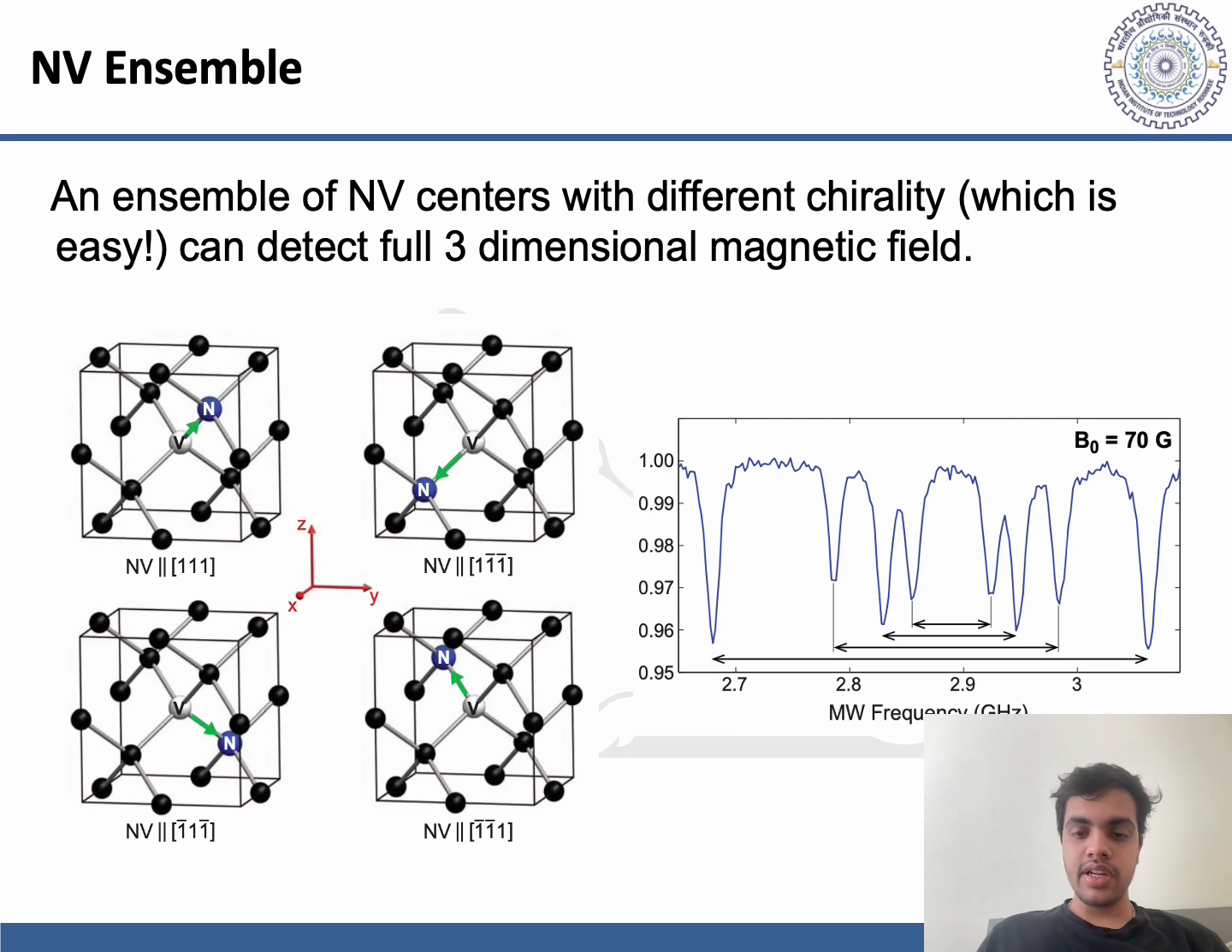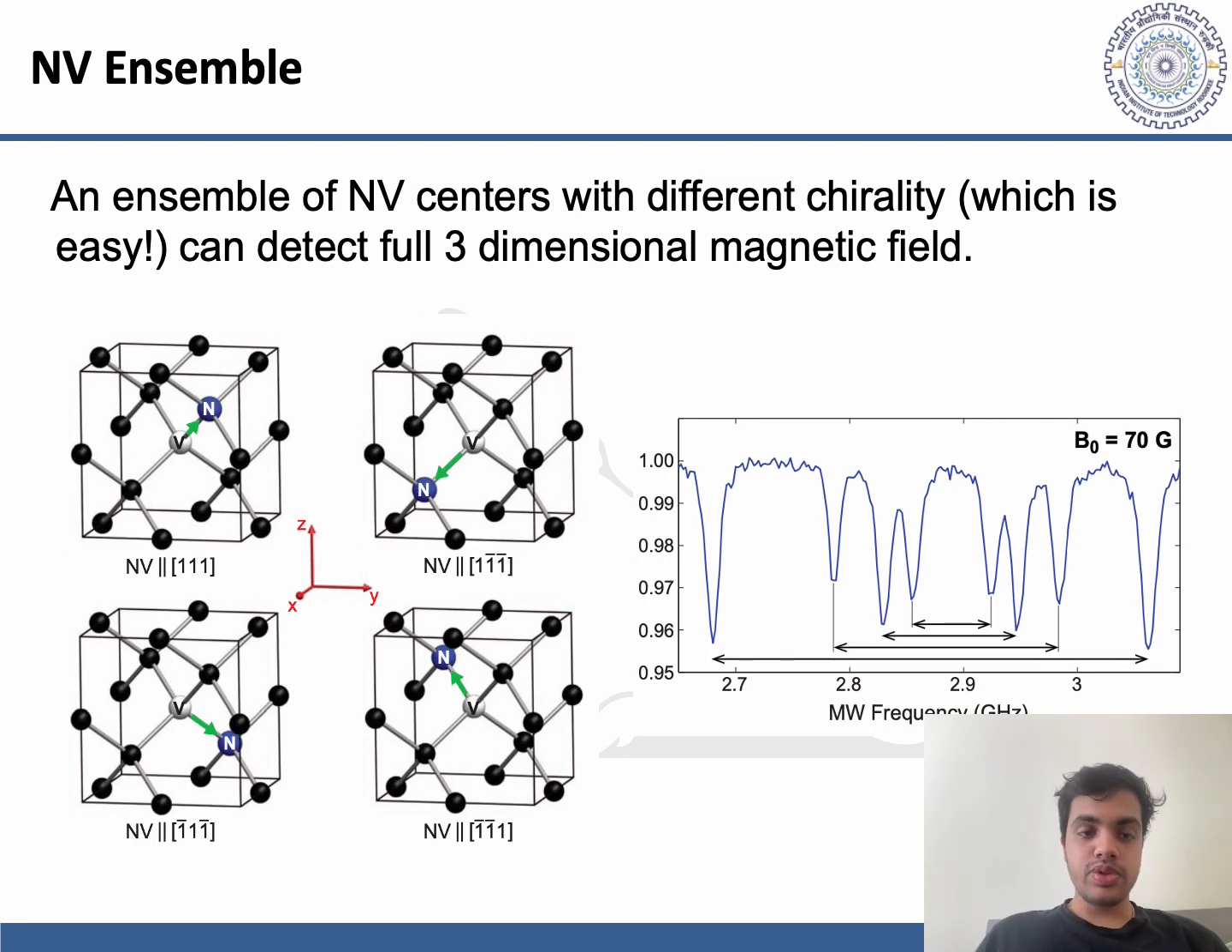So this is all okay that you can measure magnetic field in one direction, but how do you measure magnetic field in 3 dimensions? You can do that also. The NV center that is created in a diamond can be formed in different orientations, right? So there are 4 orientations that are possible, which correspond to 4 different chiralities.